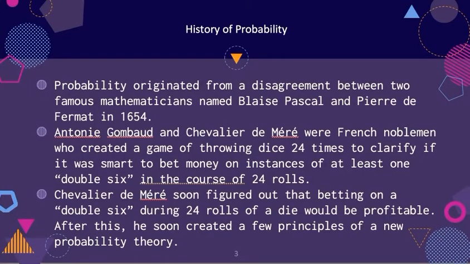Probability originated from a disagreement between two famous mathematicians named Blaise Pascal and Pierre de Fermat in 1654. Antoine Gombard and Chevalier de Mere were French noblemen who created a game of throwing dice 24 times to clarify if it was smart to bet money on instances of at least one double six in the course of 24 rolls. Chevalier de Mere soon figured out that betting on a double six during 24 rolls of a die would be profitable. After this, he soon created a few principles of a new probability theory.